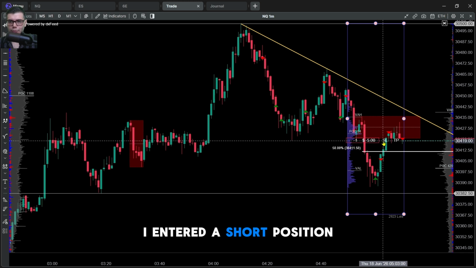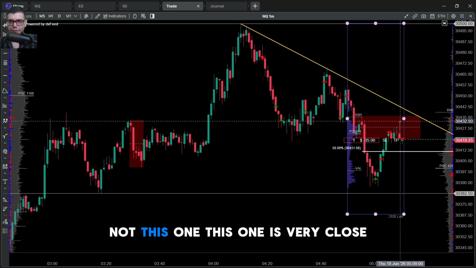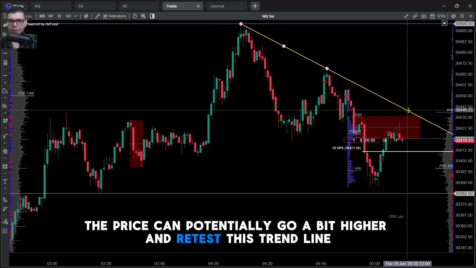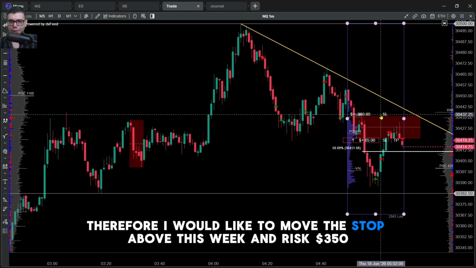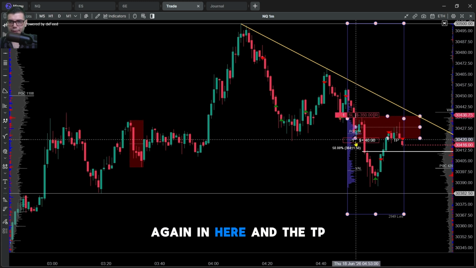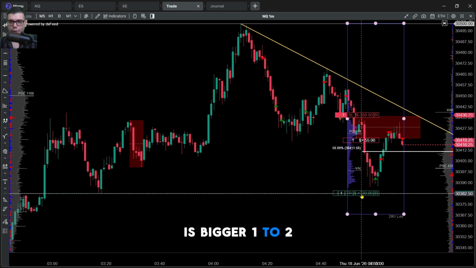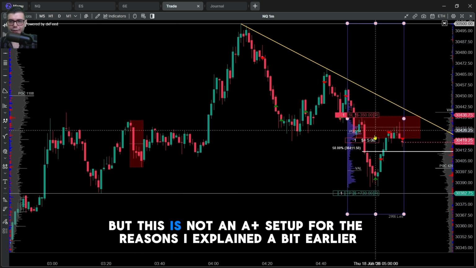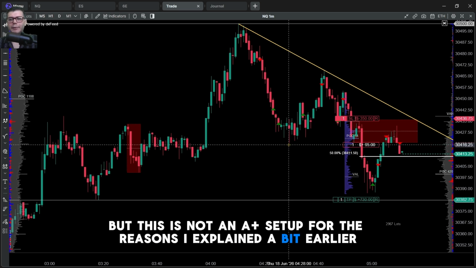I entered a short position. The stop goes above this wick. Not this one. This one is very close. The price can potentially go a bit higher and retest this trend line. Therefore, I would like to move the stop above this wick and risk $350 again in here. And the TP is bigger, 1 to 2, slightly more below this low. But this is not an A+ setup for the reasons I explained a bit earlier.